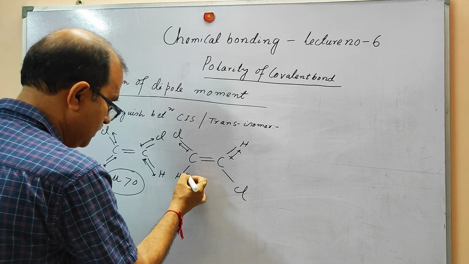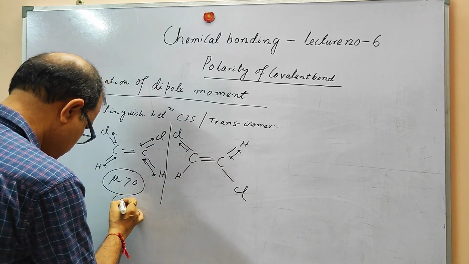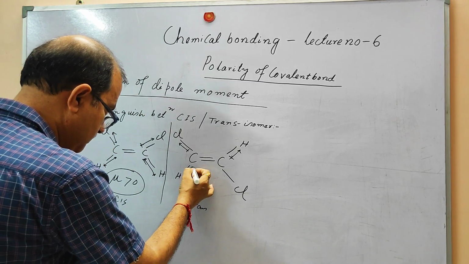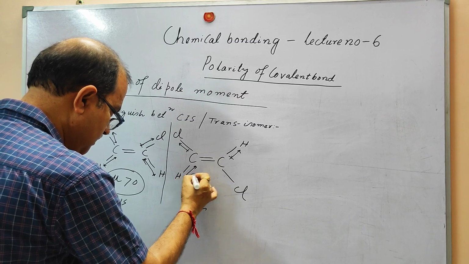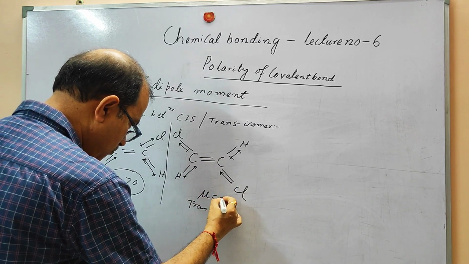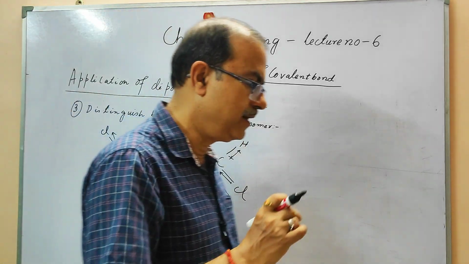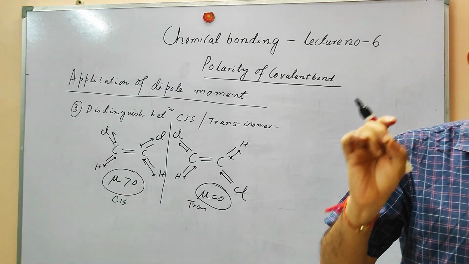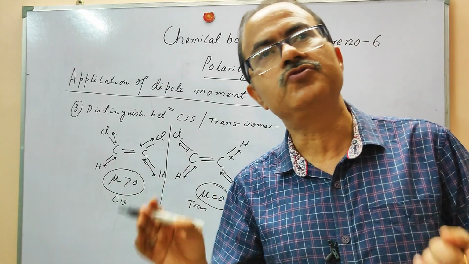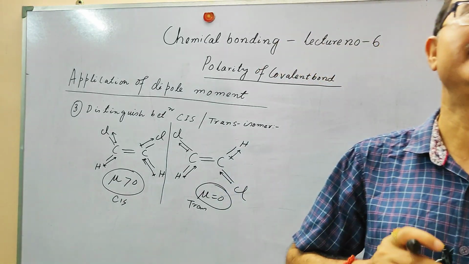For the trans isomers, the dipole moment will be 0, because the individual dipoles act in opposite directions. From this you can easily distinguish between the cis and trans isomers. Cis isomers have some specific dipole moment, whereas trans is 0.